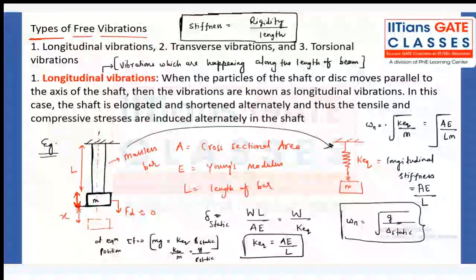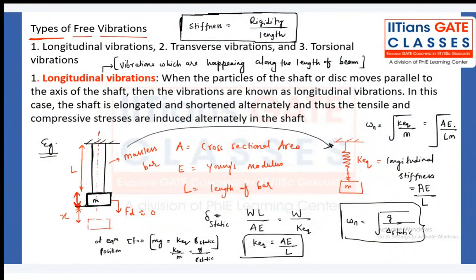We will come to know the natural frequency. That formula is root of K by M, but here I'm writing K equivalent by M equivalent, where K equivalent is AE by L. What I want to say is, the moment I attach the mass to this massless bar, there is some static deflection.